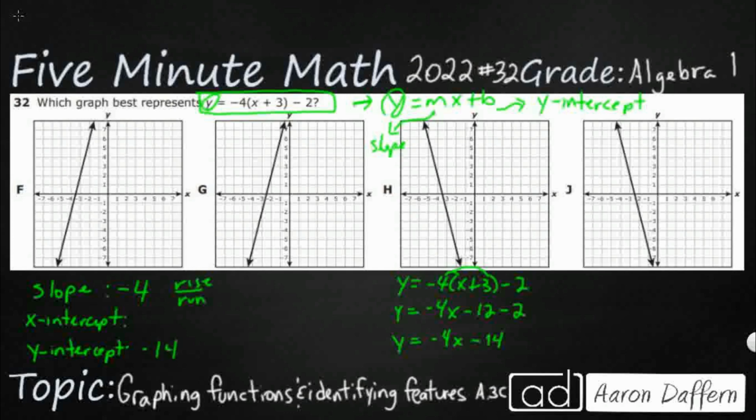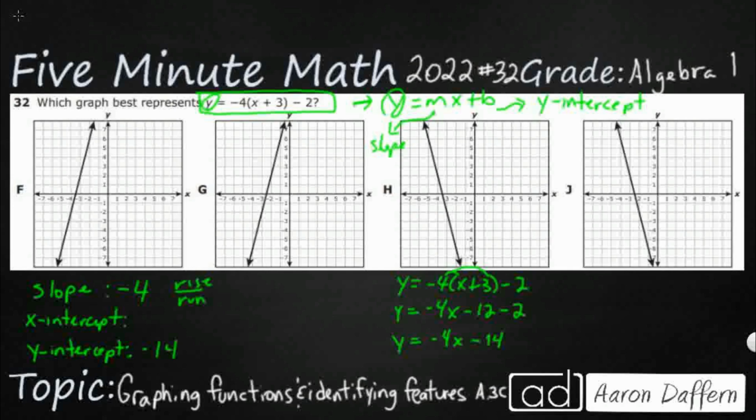Well, that's problematic simply because our graphs only go down to, negative 7 is numbered, but you can tell where negative 8 is. Negative 14 is below that, so that's not going to help. So that's why we need that x-intercept.